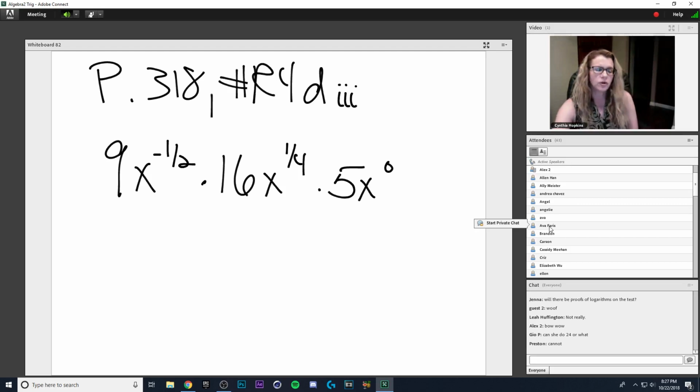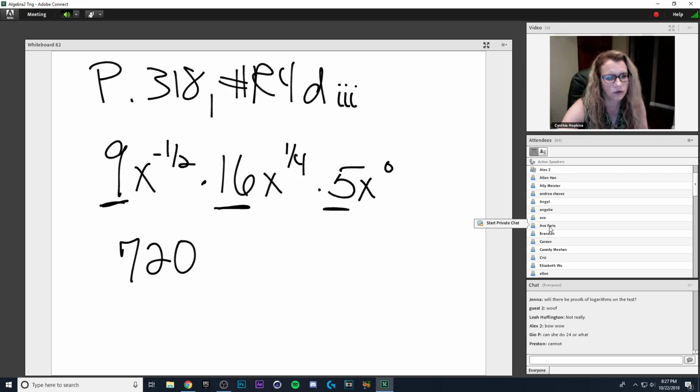Remember we said factors are multiplied or divided. Terms are separated by plus or minus signs. So these are all factors, and you can multiply factors in any order. So I'm going to multiply my 9 times my 16 times my 5 because those are all numerical coefficients. So 9 times 16 times 5 equals 720. All right, so that's my coefficient.